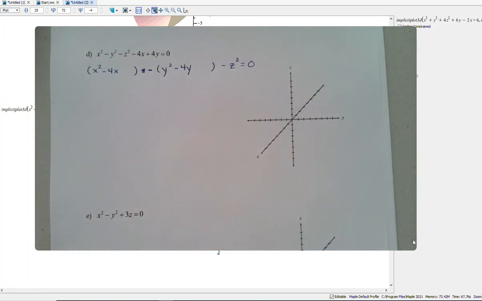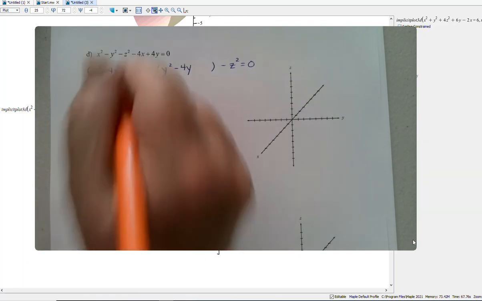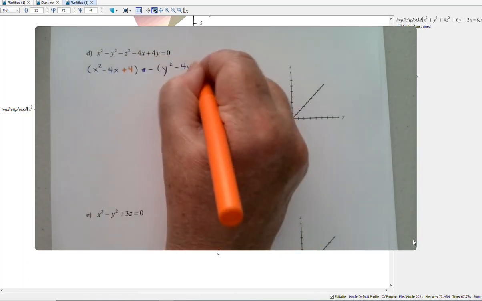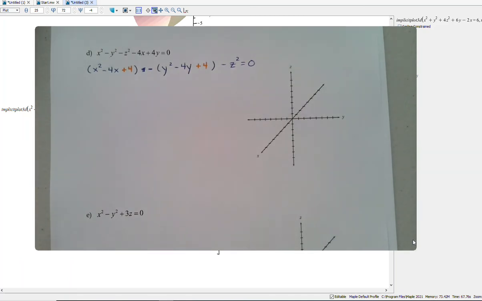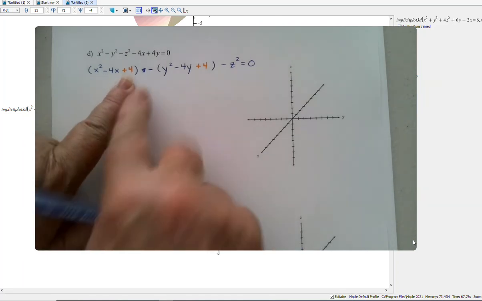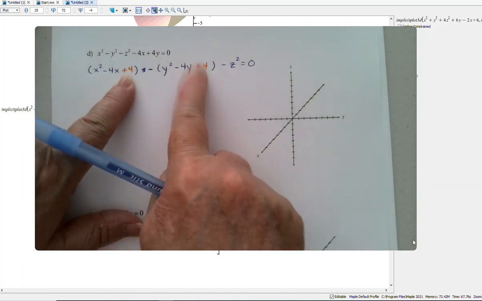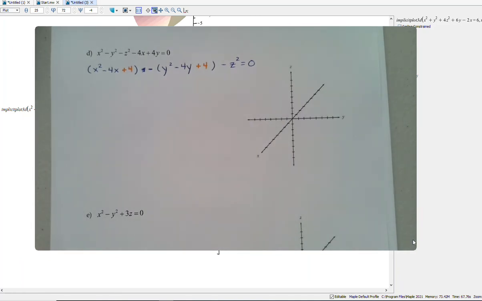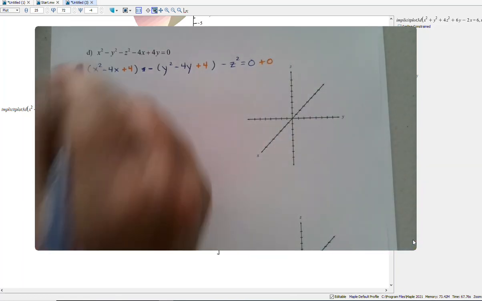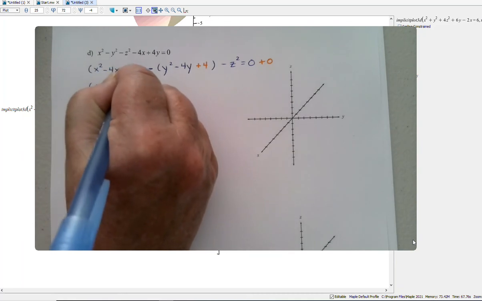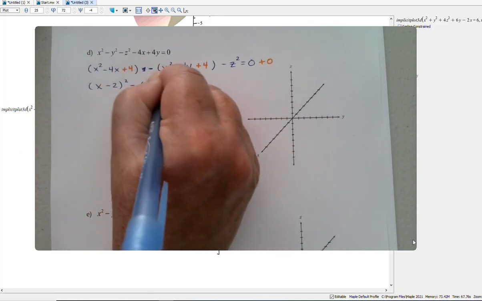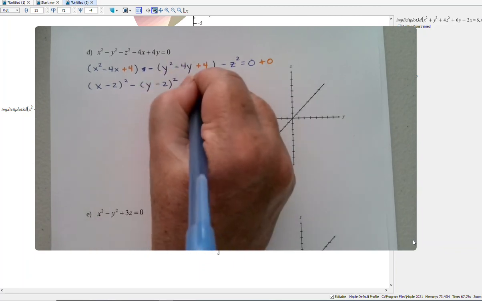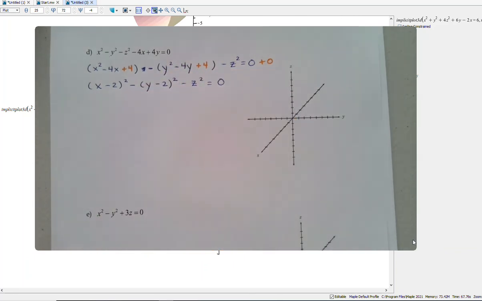All right, completing my squares. To add 4 in here, I have to add 4 in there. And I think I've actually added 0. Right, that's really a +4, but that's really a -4. So the two things that I've put in cancel one another out, and I don't actually need to add anything to the other side. Just to emphasize it, I'll put +0, but nothing really changed there. All right, so I've got x minus 2 squared, subtract y minus 2 squared, subtract z squared equals 0.